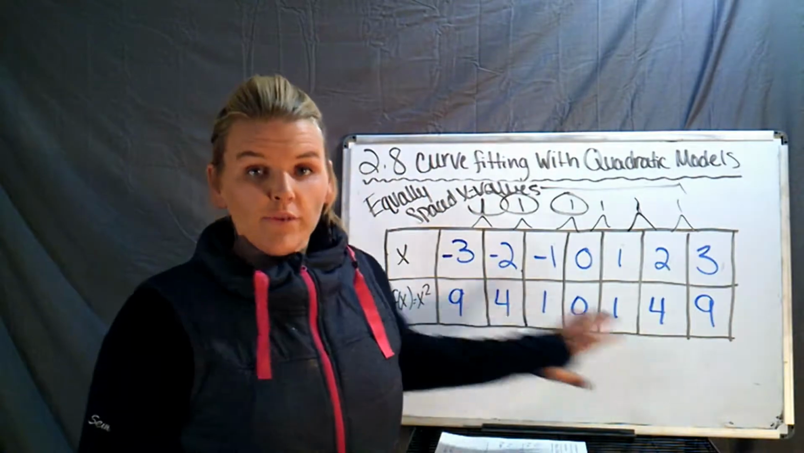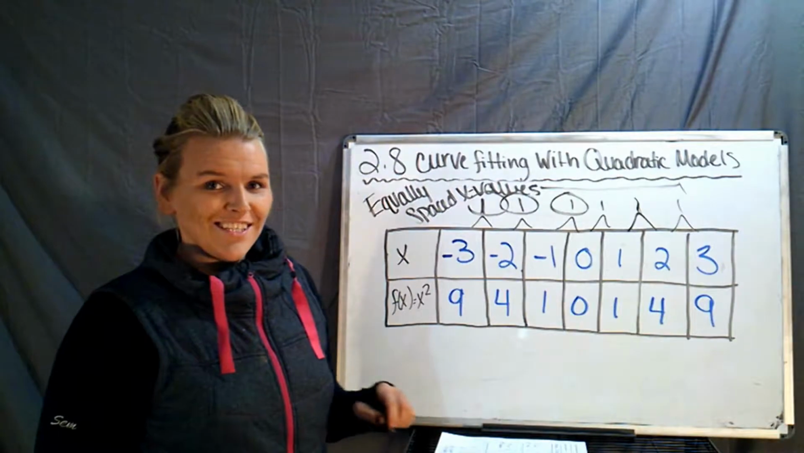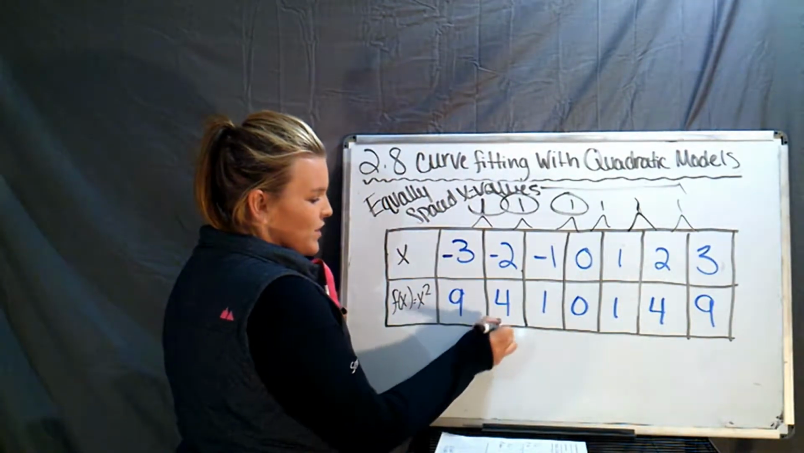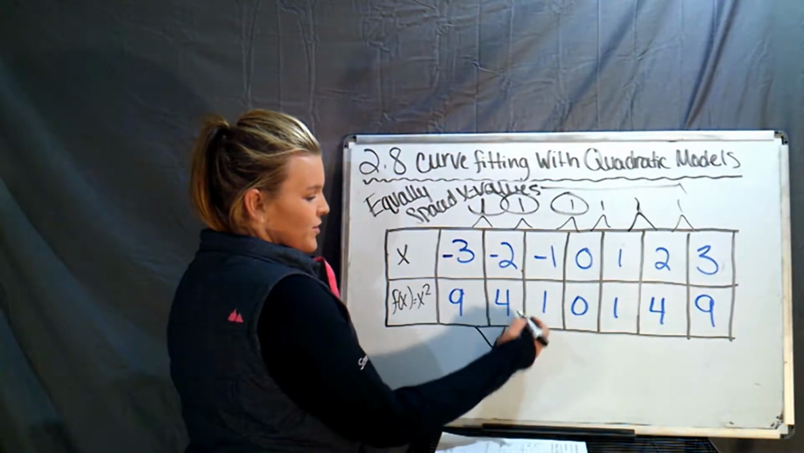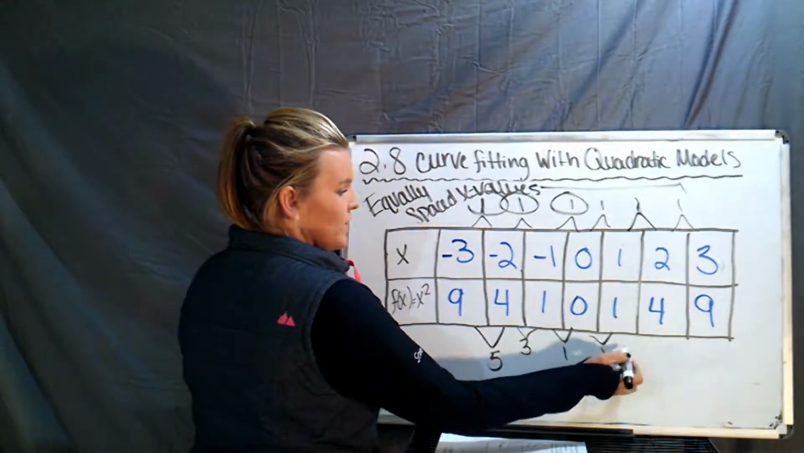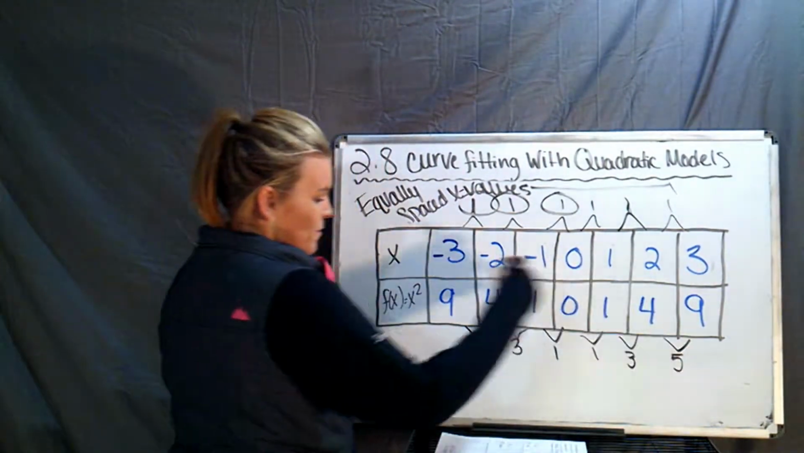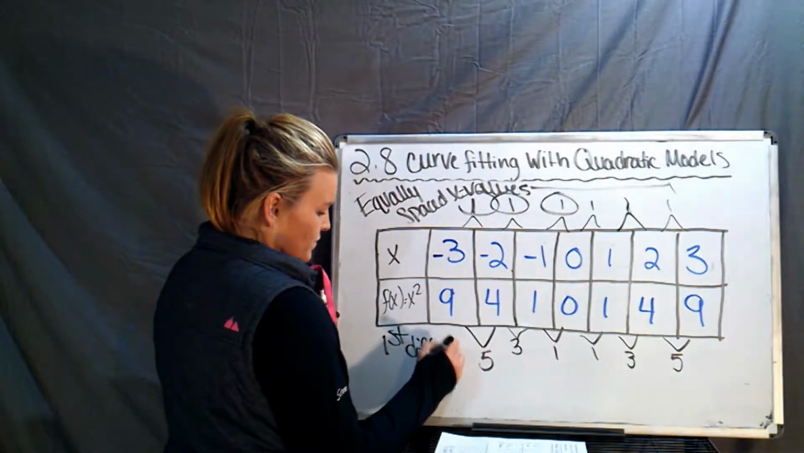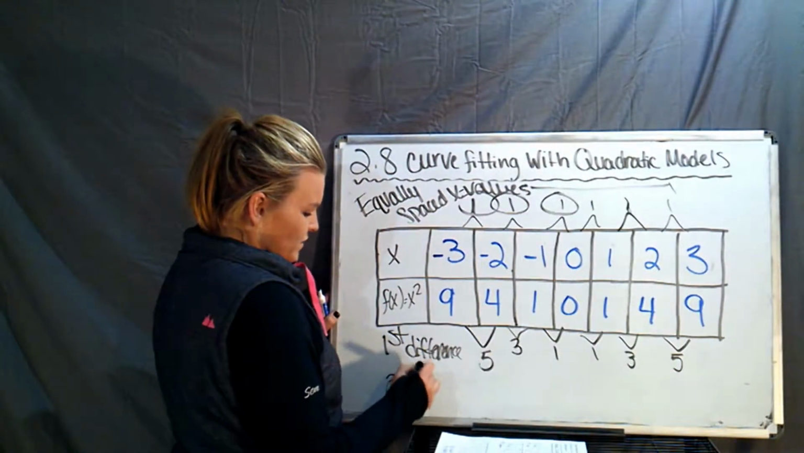So since we have equally spaced x values, we can go on. Now we want to find our first and second differences, and that's going to deal with this down here. We look at the difference between these two numbers. That is 5. What is the difference between these two numbers? 3. These two? 1. These two? 1. 1 and 4? 3. And 4 and 9? 5. So what we just did here is called the first difference. And now we're going to find our second difference.